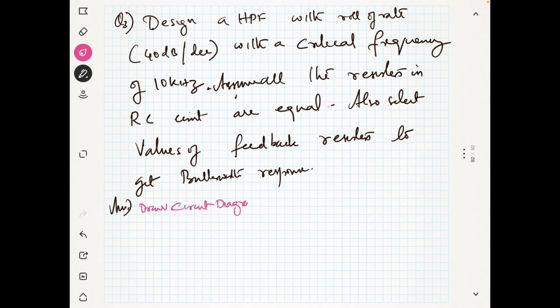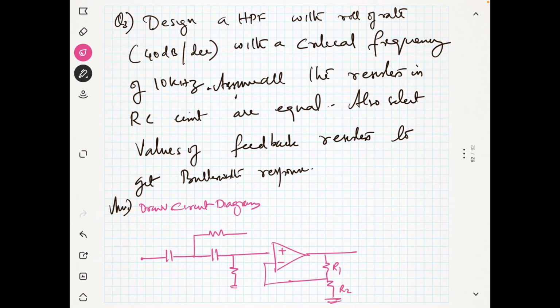Circuit diagram. So what is that circuit diagram? I will have a capacitor first, then a resistor here, then a capacitor again, then a resistor here. This is connected here, this is plus and this is minus, and this is your R1 and this is your R2, and this is connected here, this is C, this is C. It is given that all the resistors have the same value, R.